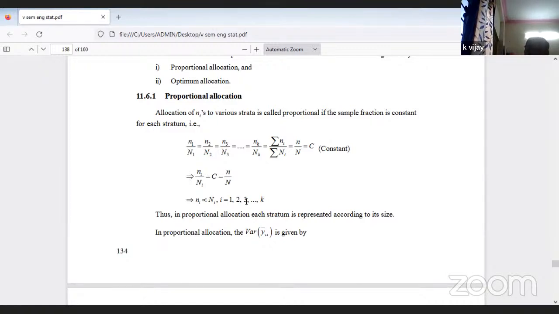In proportional allocation, each stratum is represented according to its size. So therefore in proportional allocation we can write here the variance of y bar st.